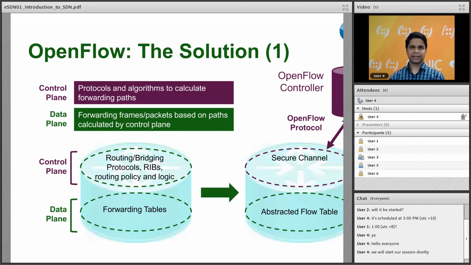And use a standardized interface, the OpenFlow wire protocol or some other protocol over a secure channel, that allows the controller to manipulate entries in the flow table of the switch.